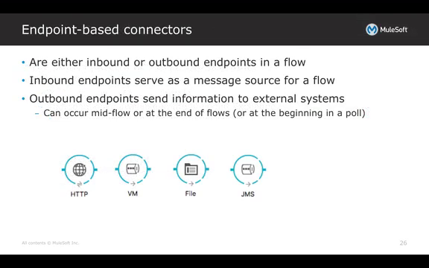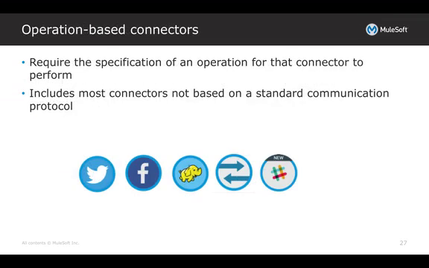Endpoint-based connectors are either inbound or outbound endpoints in a flow. The inbound endpoints will serve as a message source for the flow for incoming requests, and outbound endpoints send information to other external systems. And these outbound endpoints can occur anywhere in the flow, whether it be in the middle or at the end. Operation-based connectors require the specification of an operation for that connector to perform.